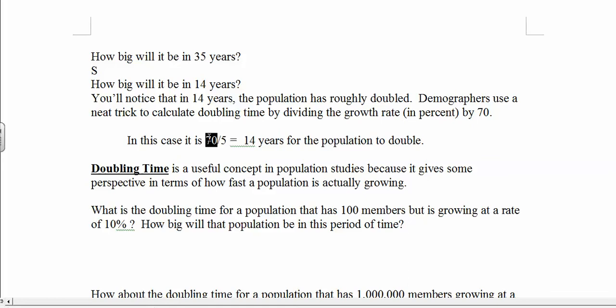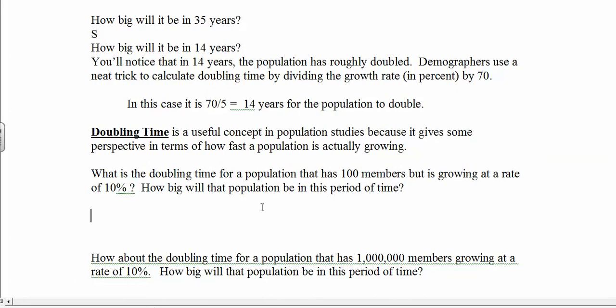So if I did 70, just the number 70, that's a constant, divided by 5%, which is the growth rate, that means that a population growing at 5% will double in 14 years. So to just illustrate that with some math, if I have a population that has 100 members in it and it's growing at a growth rate of 10%, how big will that population be? Well, first it's asking what's the doubling time. So what's interesting is most of us are tempted to go to this number 100, but when you're calculating doubling time, you don't need the population size. You really just do the following. The number 70 divided by the growth rate as a percentage, 70 divided by 10 gives you 7 years. So what that means is it takes 7 years for this population to double.